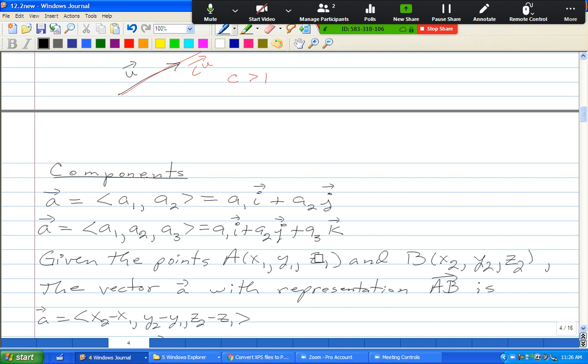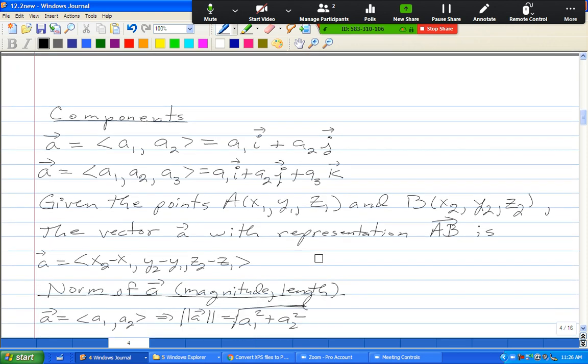Another important concept that we'll be looking at is the idea of length. We call it magnitude, or mathematically the norm. So suppose a is in two dimensions and it's represented by the vector a1, a2. Then the length, the norm, the magnitude of the vector a is just the square root of the sum of the squares of the components: a1 squared plus a2 squared.